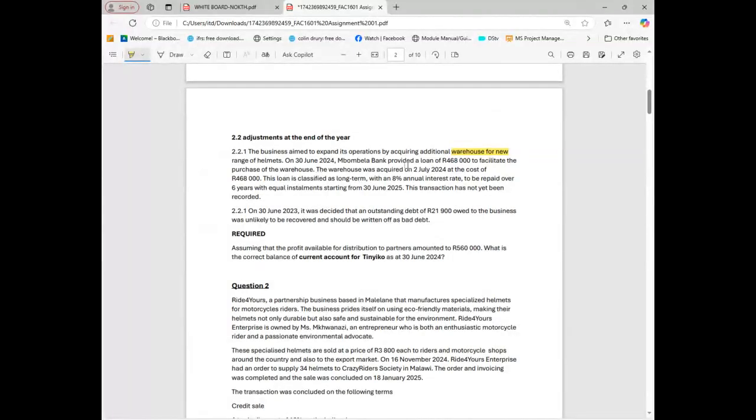On the 30th of June, Mbombela Bank provided us with a loan. So we've got a loan of 468 to buy that particular warehouse. And they say the warehouse was acquired on the 2nd of July 2024 at a cost of 468. This loan is classified as long term and it has an interest rate of 8% and is to be repaid over 6 years, starting from the 30th of June 2025.